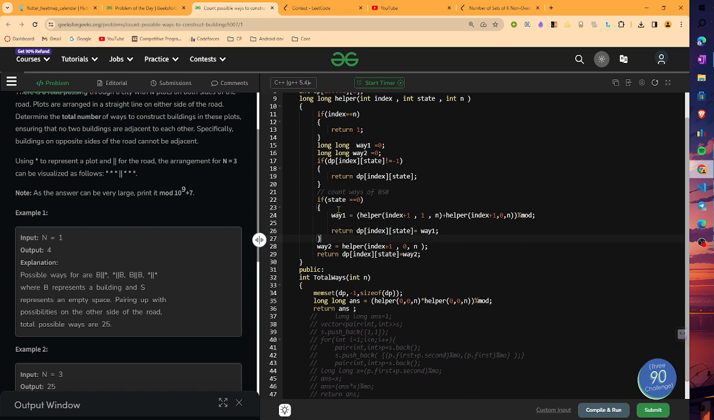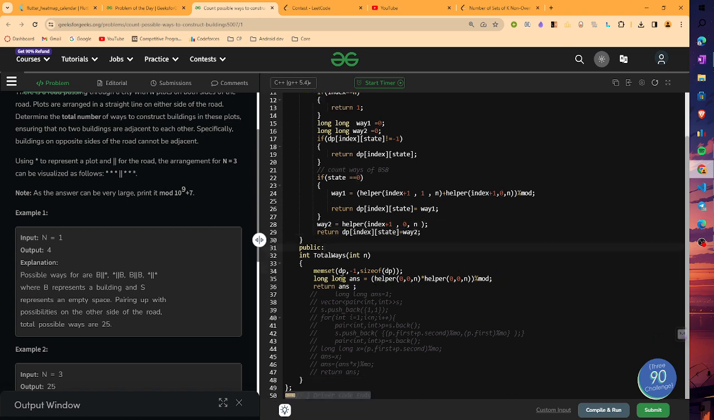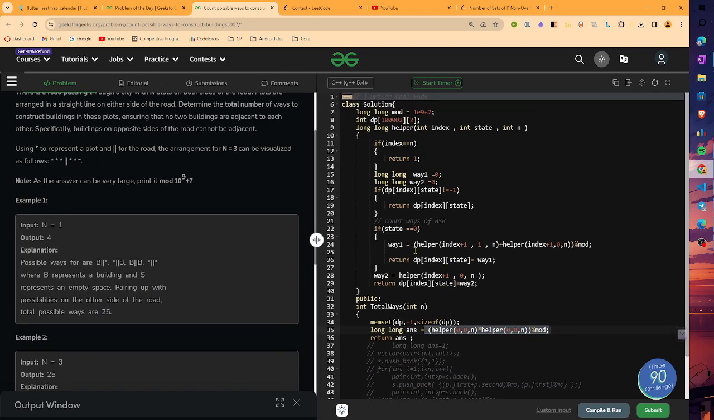In the case the state is 1, there is no other option than to make it remain empty. So I will make the state 0 and count the ways. In the end, as I told you initially, the answer will be the multiplication of the left side of the road and the right side of the road, and hence I will get the answer. So this is the recursive solution.